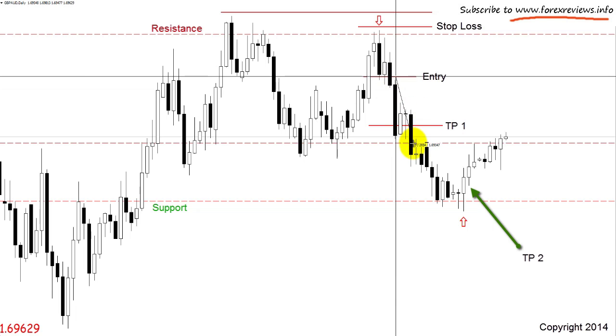As you can see, once again we broke the structure low. Like I said, letting it run has its benefits when the structure low is broken. 430 pips. First position, 213.